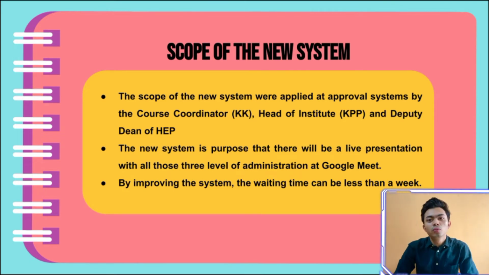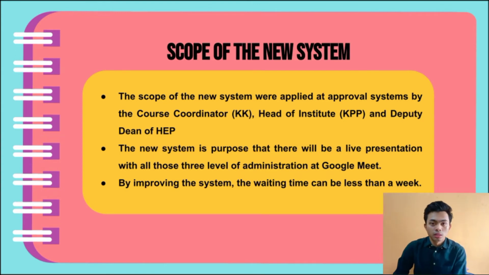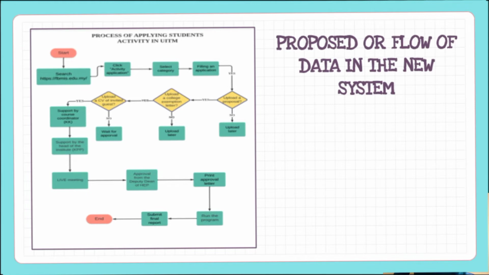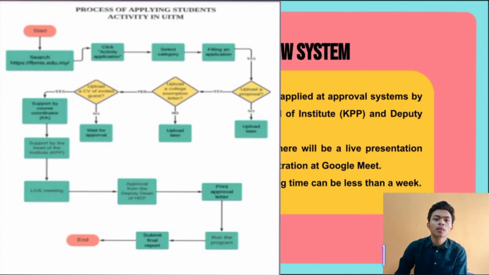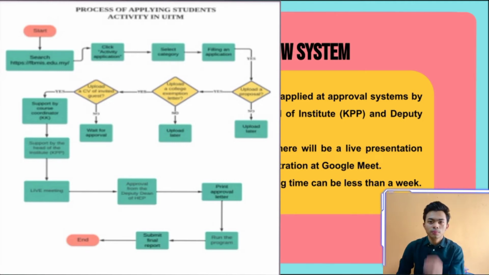Okay, scopes of the new system. The scope of the new system will apply at approval systems by the course coordinator, heads of institutes, and deputy deans of HEP. In these cases, the scopes of the new system start with the secretary from the society. Search the FBMIS website on Google. Then, click on student activity applications. After selecting the category, the secretary needs to fill in all the information needed on that application form.